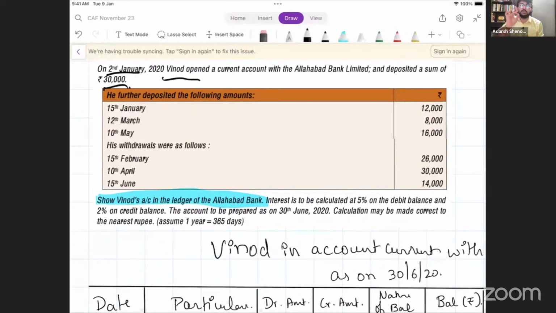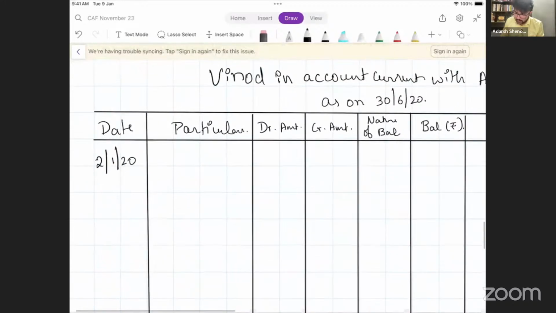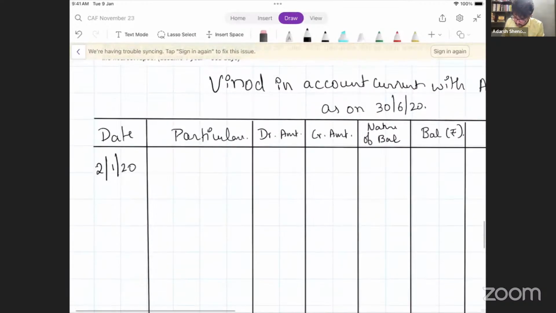What is the entry when Vinod gives me money? It's cash account debit to Vinod's account. Cash account is debited because I receive money, and the bank is receiving money. So this is Vinod's account, so we will have to credit Vinod's account. There is no debit side, credit side here, but in the amount column only credit. So we credit the account with 30,000. And in the particulars, we write by cash. Very simple, very easy.